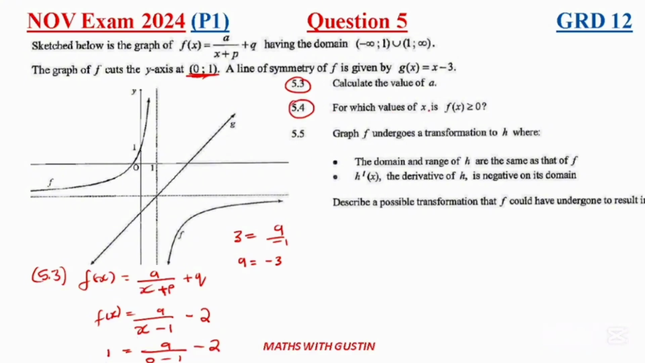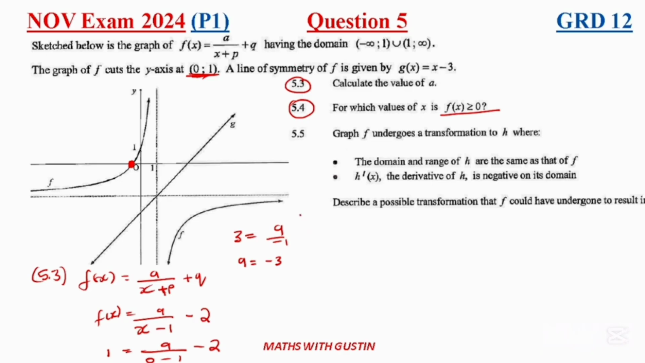5.4, for which values of x is f of x greater than 0. Okay, so this one, guys, you must look at the graph, but however we need the x-intercepts here. We need this value here, guys, which we don't have, which is our x-intercept. It was not given to us, but when they ask us for which values of x, we must look for the intercepts.